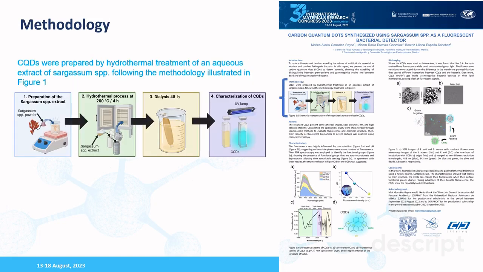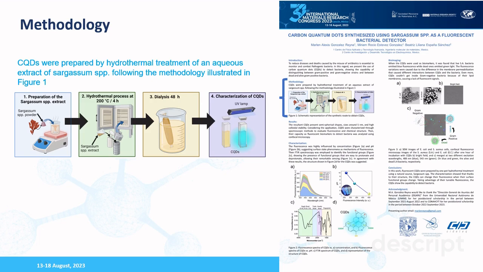Carbon quantum dots could be synthesized with various techniques. We used the hydrothermal method because it is cost-effective and eco-friendly. Carbon quantum dots were prepared by hydrothermal treatment of an aqueous extract of Sargassum spp. In a typical synthesis, the extract was prepared by mixing 1 gram of Sargassum spp. with 50 milliliters of water using magnetic stirring at 60 Celsius degrees for 30 minutes.